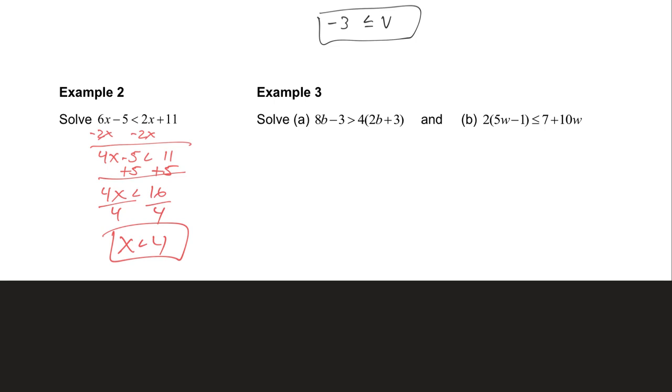Let's look at example 3a. First thing I want to do is distributive property. So I'm going to keep the 8b minus 3 and the greater than symbol. Distribute the 4 to get 8b plus 12. I'm going to subtract 8b from both sides. Next thing you know, my 8b's cancel. I get negative 3 is greater than 12. Is negative 3 greater than negative 12? That is a no, meaning no solution.